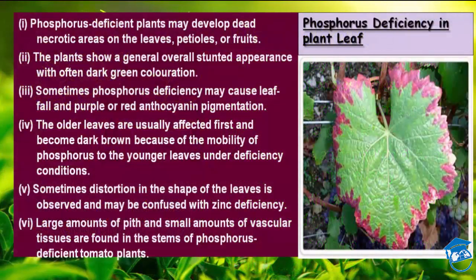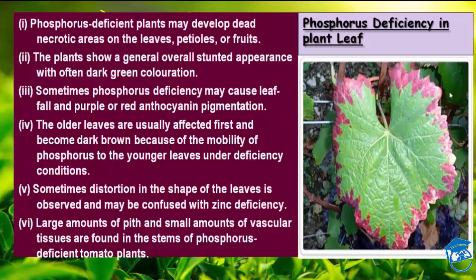Now come to the deficiency symptoms of phosphorus, students. Phosphorus deficient plants may develop dead necrotic areas on the leaf, petiole or fruits. Plants with phosphorus deficiency show an overall stunted appearance, as I have shown you in my previous diagram, and they often exhibit dark green coloration. The deficiency may also cause leaf fall and purple or red anthocyanin pigmentation.